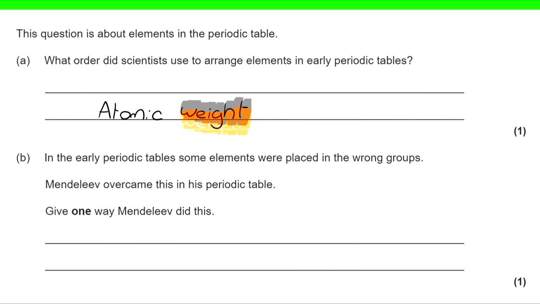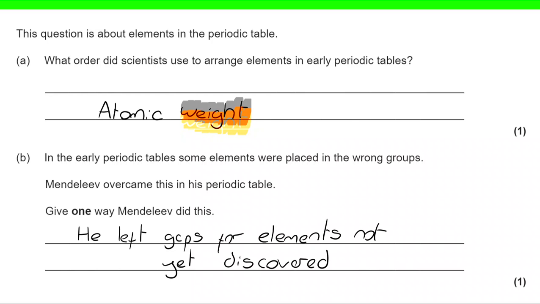In the early periodic table, some elements were placed in the wrong groups, but Mendeleev overcame this in the periodic table. How did he do it? Well, one of the key things he did was leave gaps for elements not yet discovered. That allowed the other elements to be nudged into the correct place in the correct groups with similar elements.